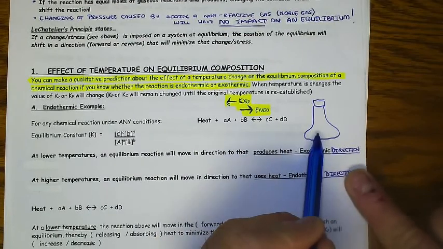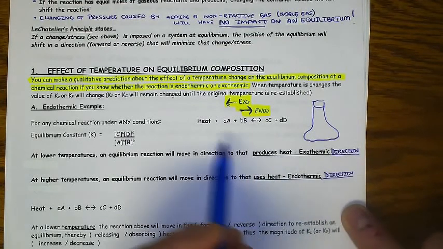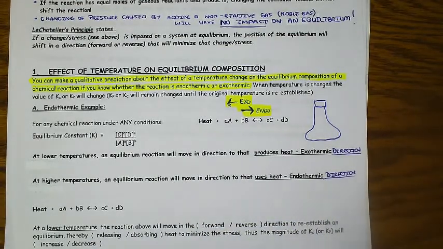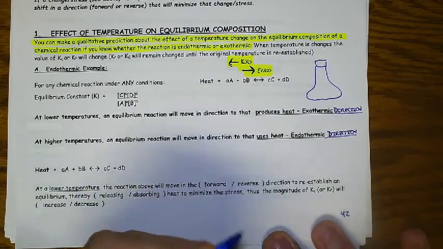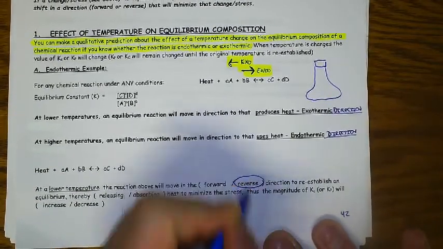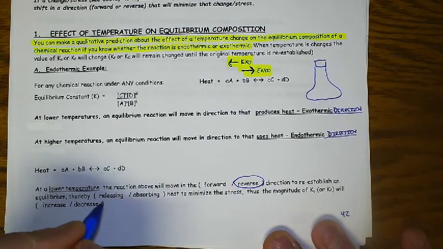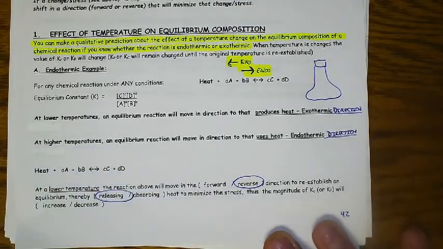If this reaction was occurring in this container and we increase the temperature, it would want to move in a direction to minimize that added heat, which would mean it would move in the forward direction, or the endothermic direction. So bottom line is at lower temperatures, the reaction above will move in the direction that makes heat, or the reverse direction, to reestablish an equilibrium. And if it moves in the reverse direction, remember, it will release heat to minimize the stress.